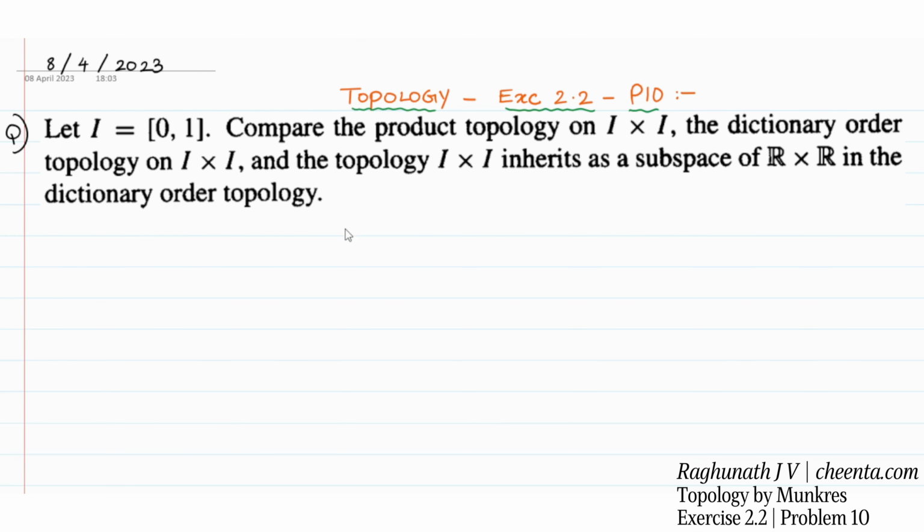Consider the unit interval I from 0 to 1 and give three different topologies to the Cartesian product of I and I. First is the product topology. Let us look into the basis set for this topology so that we are able to compare it. First, let us represent the topology to be TP and the basis to be curly B subscript P.